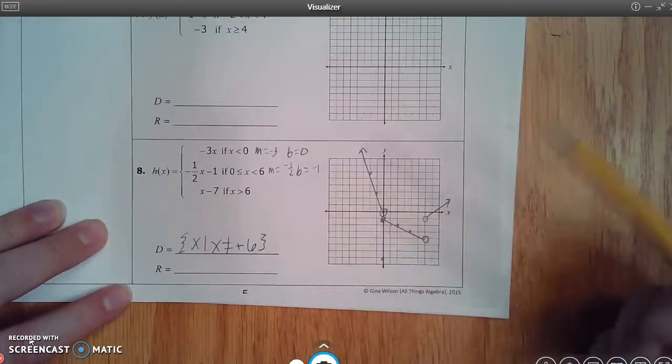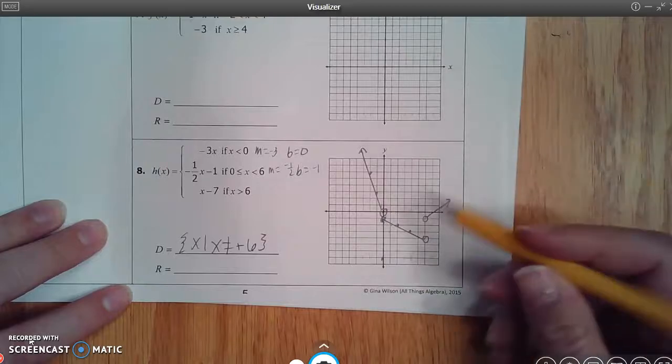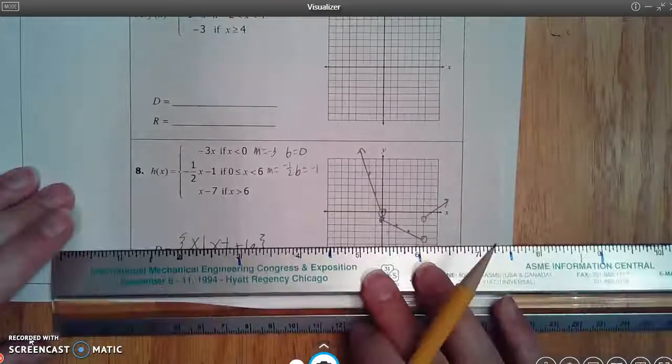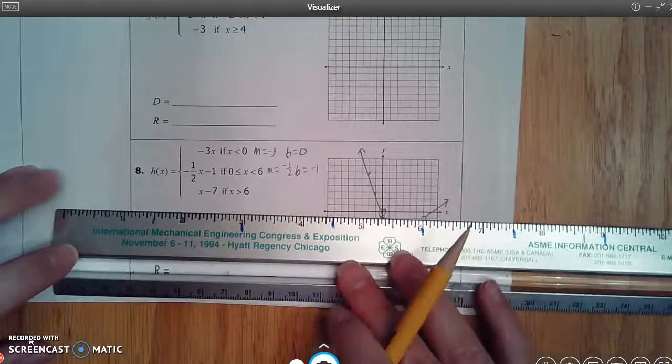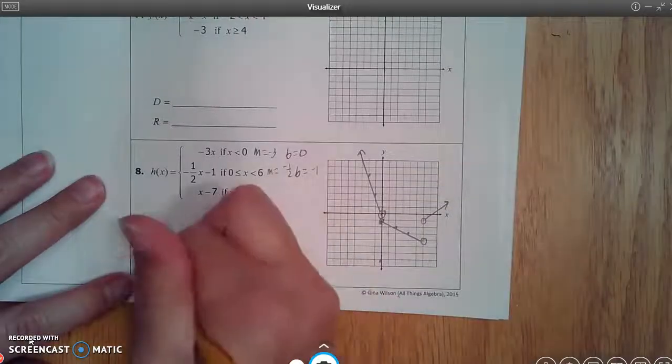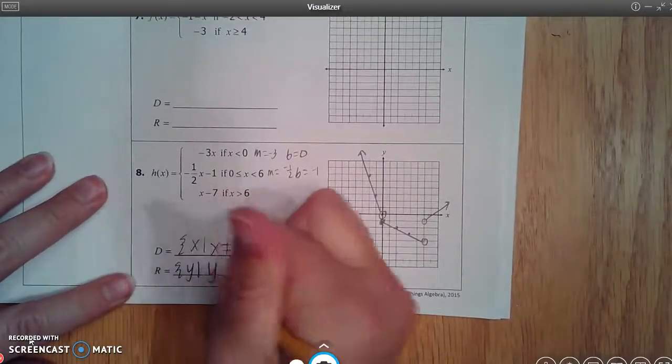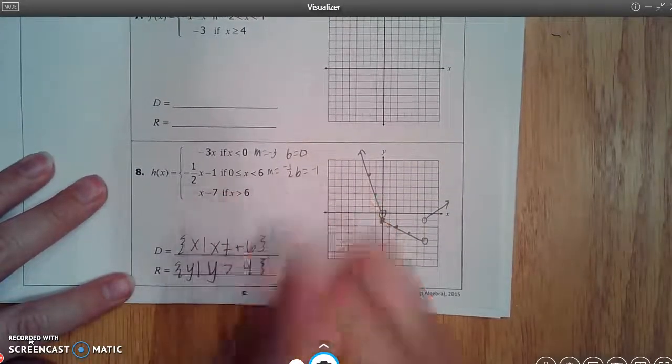For my range, let's see, my lowest value is -4, and then I hit every number that's higher than that. So my range, or y values, are greater than -4.